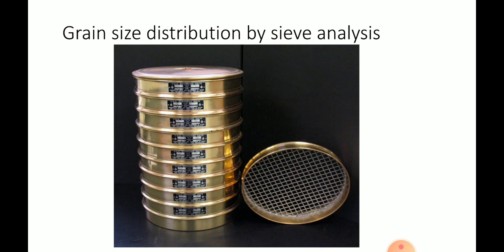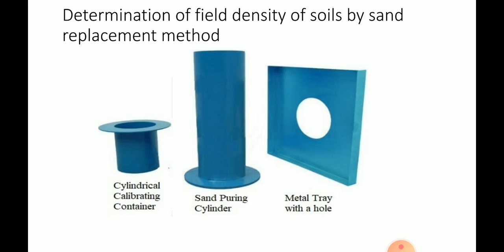Next, grain size distribution of soil by sieve analysis. A set of sieves is used for the experiment. The sieve sizes are 4.75 mm, 2.36 mm, 1.18 mm, 600 micron, 300 micron, 150 micron and 75 micron. And at the last, there will be a pan.